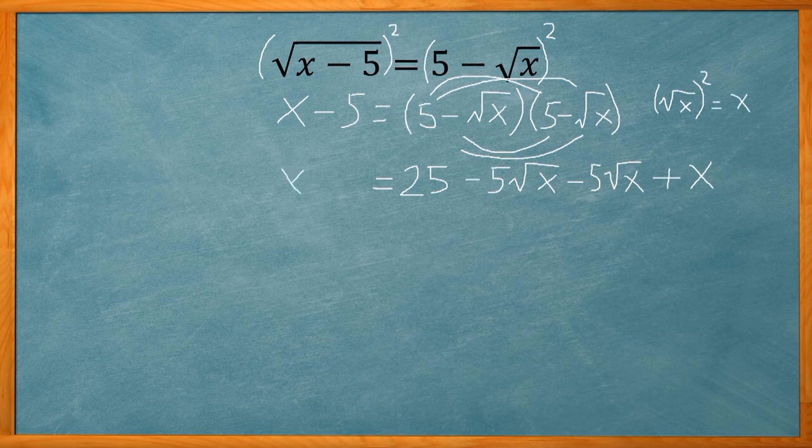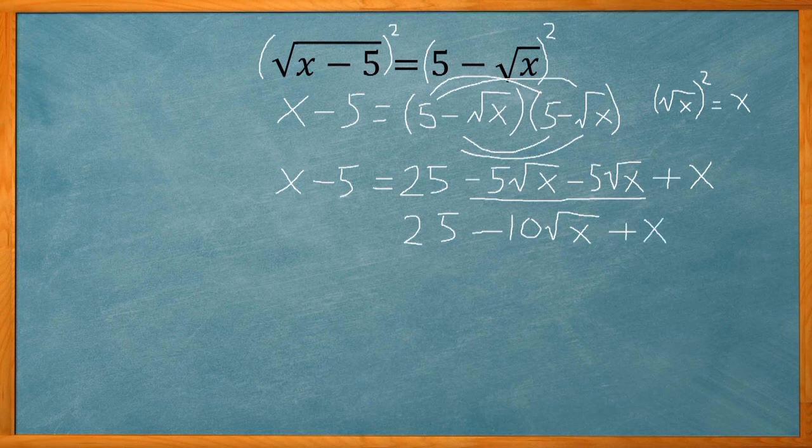Okay, so let's bring down the other side. Over here, I can combine like terms. You get negative 5 square root of x minus 5 square root of x. It's going to give you negative 10 square root of x. And just bring down everything else. Alright, so I need to get the x's by themselves. So first thing I'll do is subtract x from both sides.